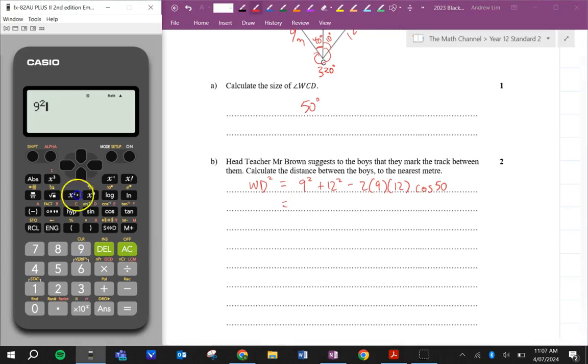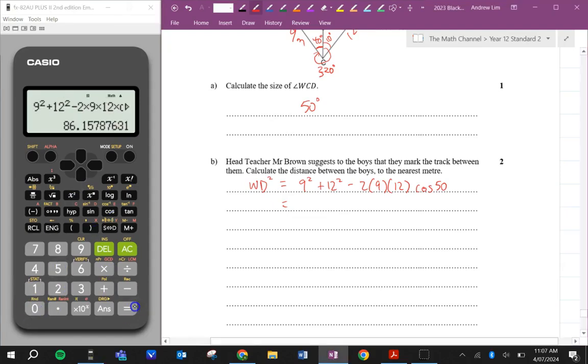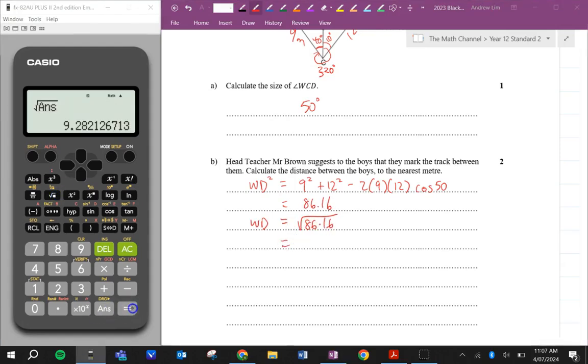So 9 squared plus 12 squared minus 2 times 9 times 12 times cosine 50 gives 86.16, and so WD is equal to the square root of that, 9.28. So to the nearest meter, 9 meters.